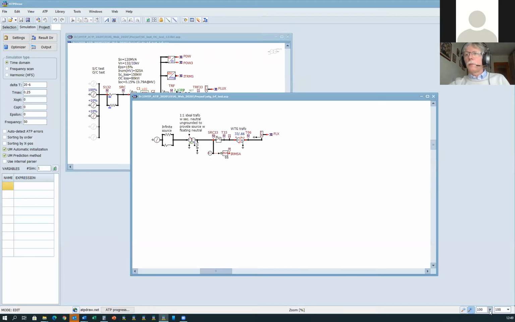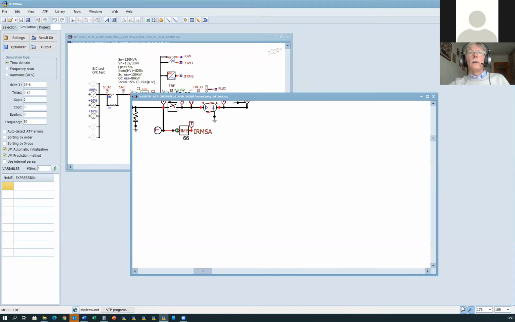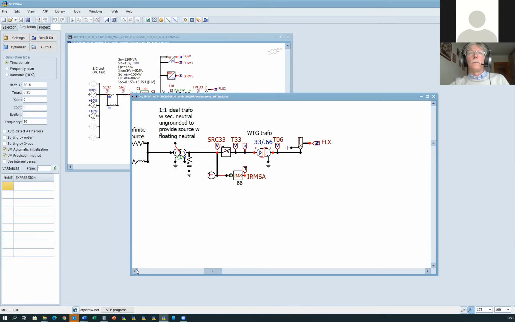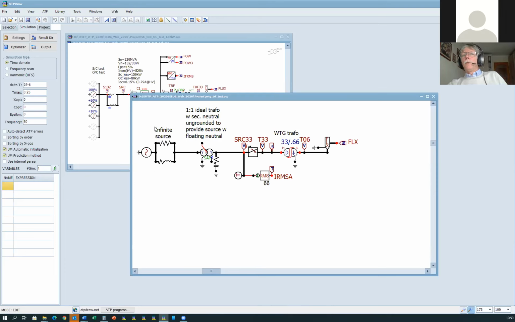How does a three-phase model look? It is very similar. You need a three-phase source, of course. You need a three-phase transformer. In such a case, you can use the grouping feature of ATP draw very effectively.